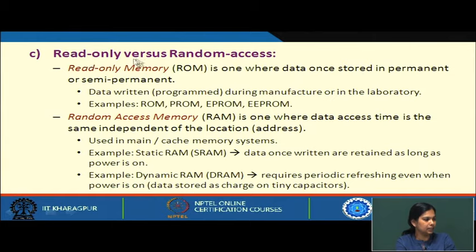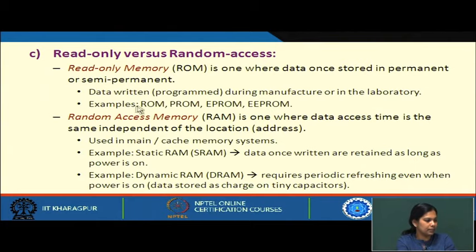Next, let us see read-only versus random access. What are read-only memories? Read-only memory is one where the data, once stored, is permanent or semi-permanent. What do we mean by permanent? Once we write into it, no changes can be made to it. Semi-permanent means we write into it and it remains, but if later we want to change it, we can still do it. It remains for a period of time, and if you want to change it, we can change it and then it will again remain.